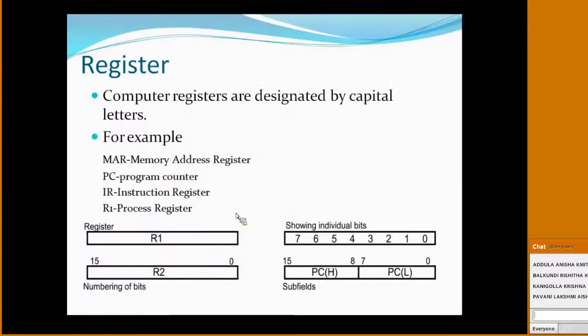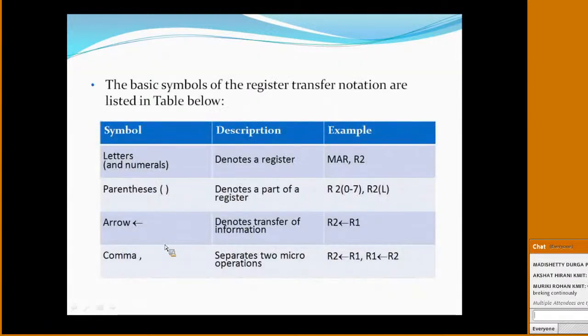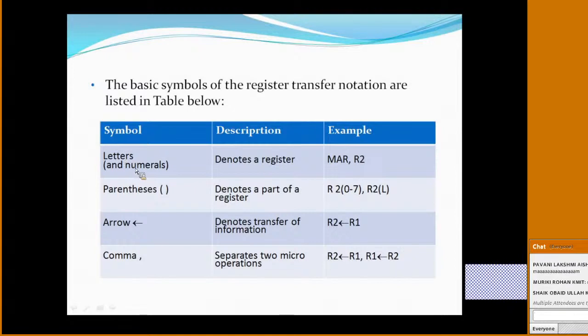Here R1 is the name of a register. Only capital letters will be used to represent the register. You can also use a combination of capital letters, or you can use a combination of letters and numbers. Right? Next.